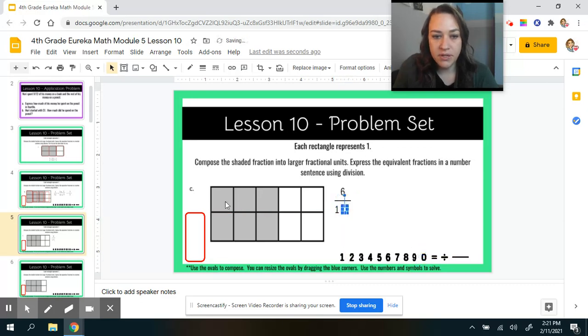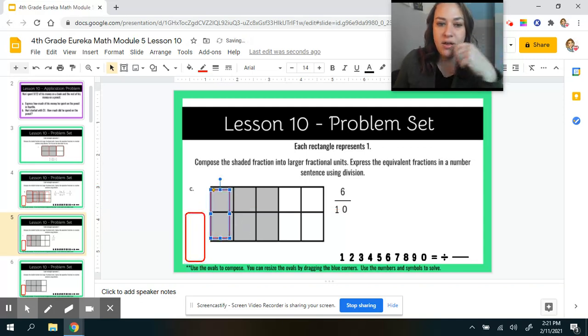And then when we bundle, we're going to bundle our columns, which go up and down. So we're going to bundle one here, imagining that horizontal line is gone.